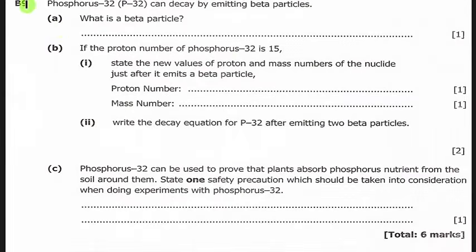Question B9. They're saying phosphorus 32, whose symbol is P32, can decay by emitting a beta particle. We have done this in radioactivity.